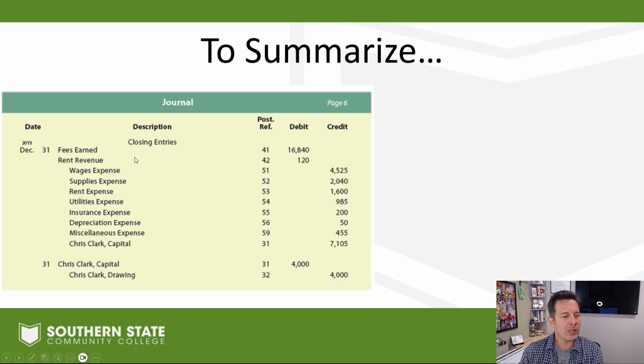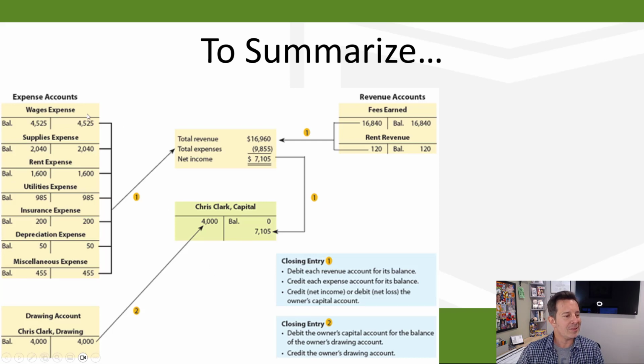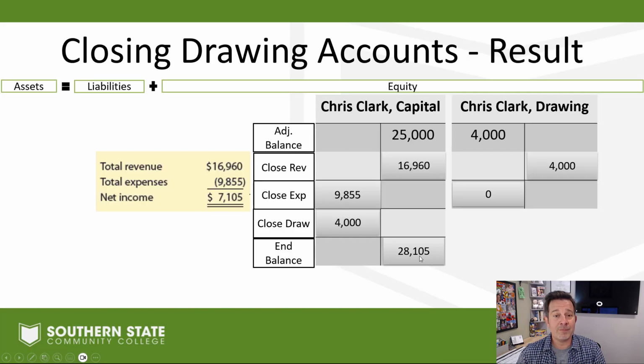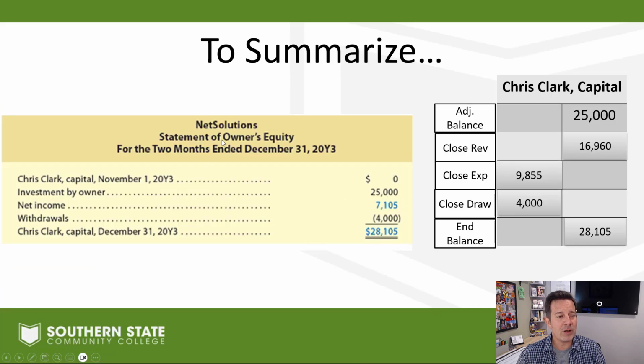When you look at all the closing entries in one place right here, you can see they kind of combine the revenue and expense closing entries. I did two separate entries to kind of show you the process, but we can see all that right there. We can see our entry to close out drawing, and we can see all the expense accounts being dumped into total expenses, closed out to capital. The difference is $7,105. Now, I asked you if that $28,105 amount sounded familiar. That's our ending balance in our capital account. Look at our statement of owner's equity.